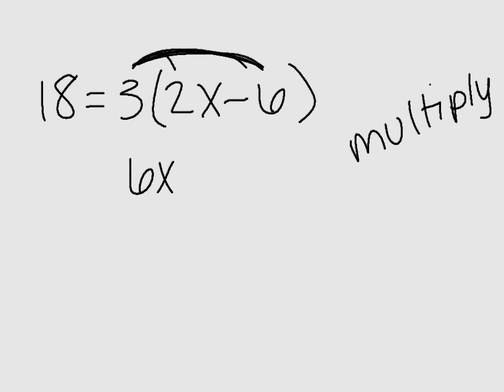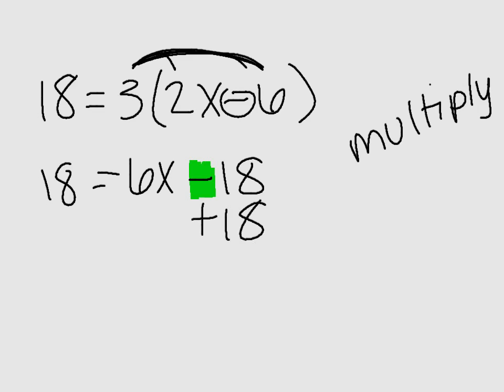Some people are forgetting, and bring this down. Minus 3 times 6 is 18. Equals 18. Now again, if I see subtraction, what's the opposite? The opposite is addition. And where do I add it? Do I add it here? No, I do not add it there. Has to be on the other side of the equal sign.